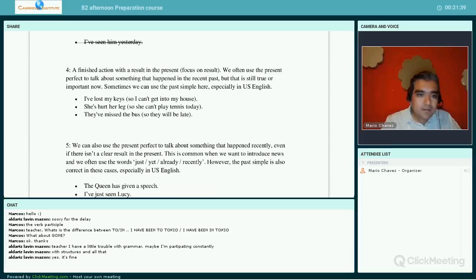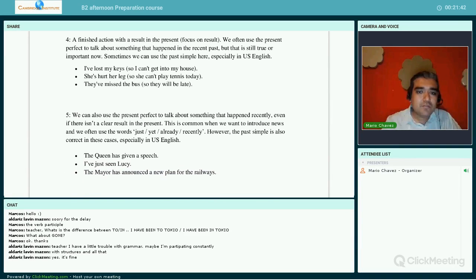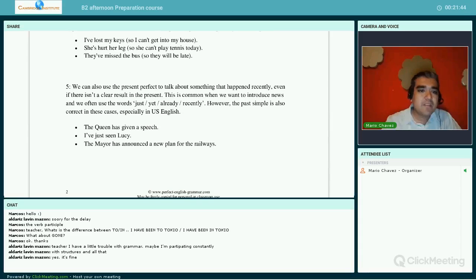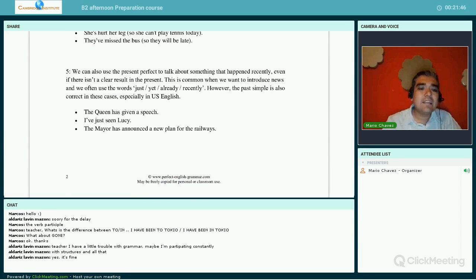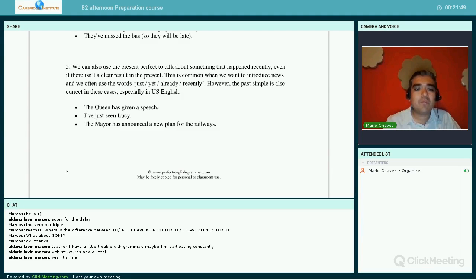Number 5 says, we can also use the present perfect to talk about something that happened recently, even if there isn't a clear result in the present. This is common when we want to introduce news, and we often use the words just, yet, already, and recently. These words are very common for the present perfect. And we need to be very careful about how we use them, right?